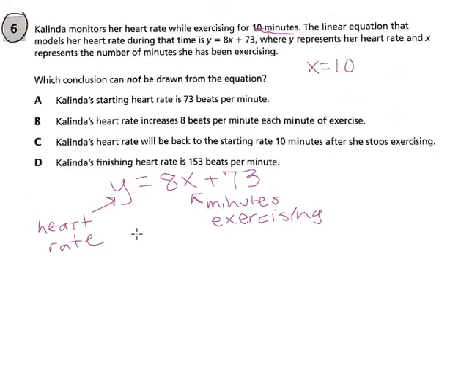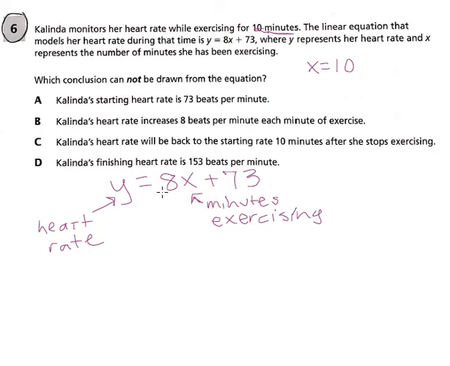So this tells me right here that y is my heart rate. So after 0 minutes, her heart rate's 73. So that means the starting value of her heart rate is 73. This 8 means that every minute she's exercising, her heart rate's going to increase by 8.